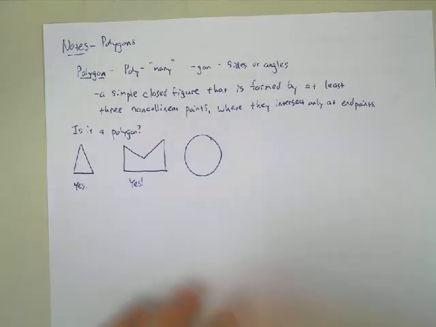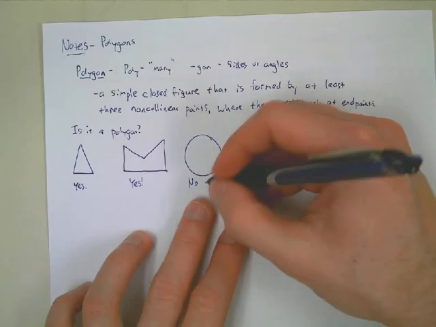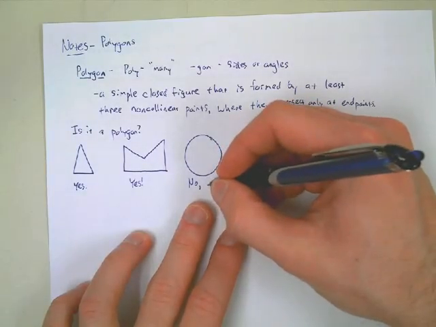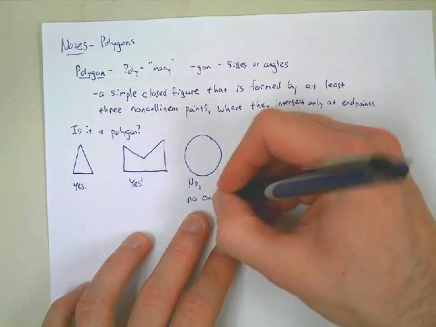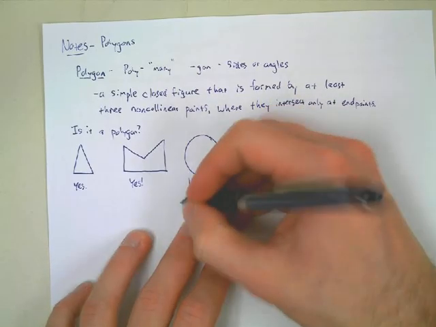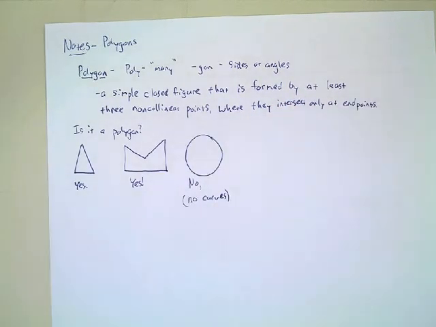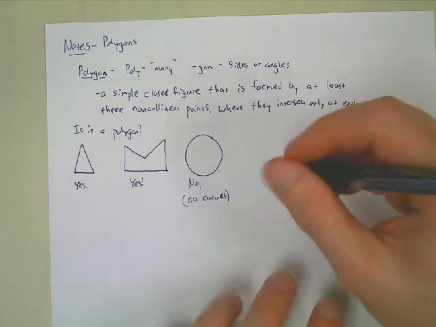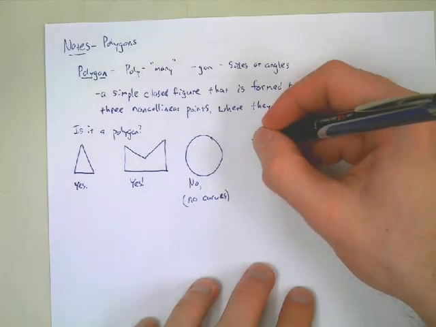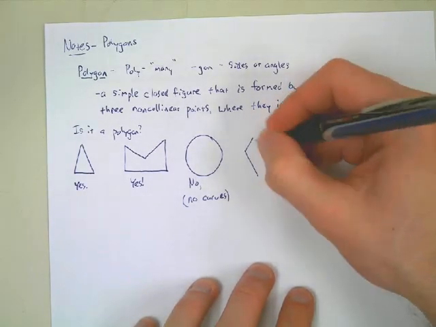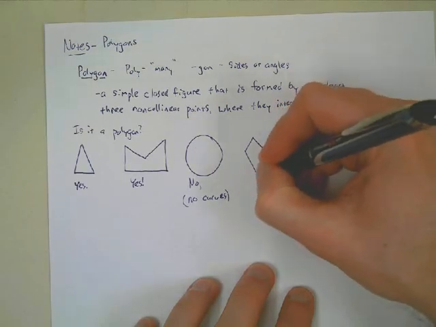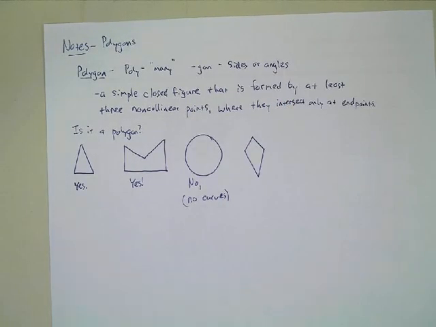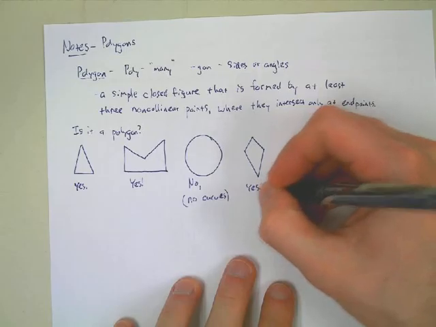No, it is not, because there's no curves. We have to have straight sides, and the circle is only one big curve, right? So it's not a polygon because it's not made of straight lines, straight segments. Okay, let's see here. How about that shape? Yep, it's good. Okay, very good, yes.